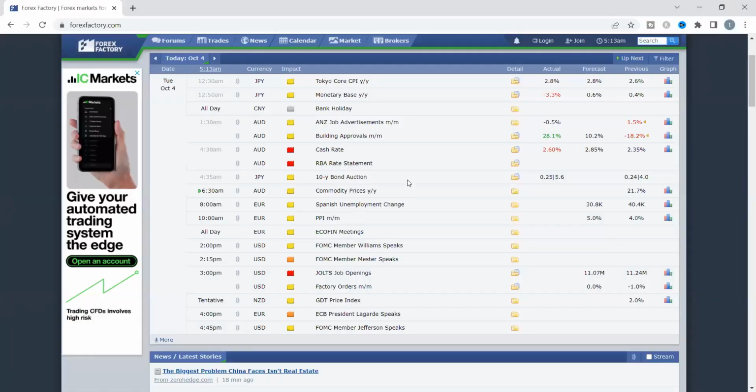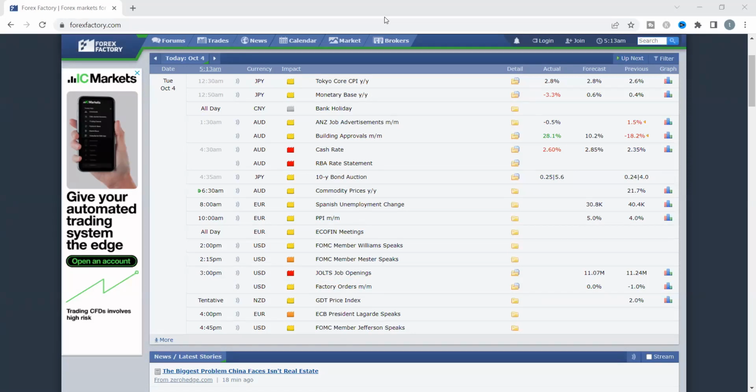First things first, as usual, I always advise to check the calendar in order to know if there's any key data that will be coming out later in the day that could cause some serious volatility in the market. And yes, we have 3 p.m. That's coming out in about 2 hours from now for the US dollar. That's the job openings, high impact. So we should have some volatility introduced to the market, right?